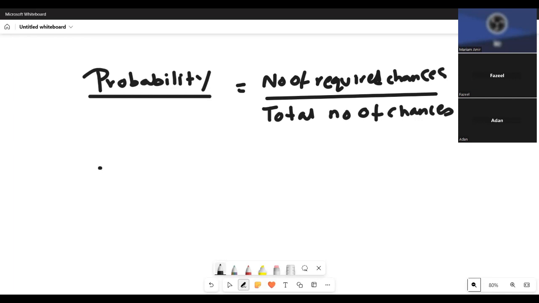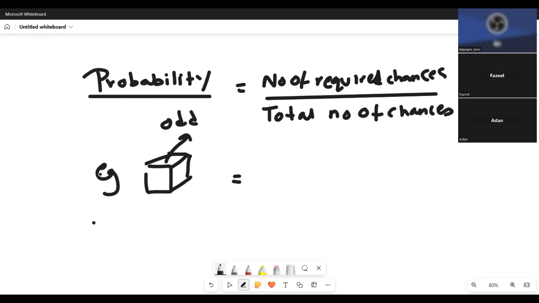For example, if we throw a die and we need to find the probability that the number on the top is an odd number, then we have 1, 2, and 3 as odd numbers in a die. So the number of required chances would be 3 upon total chances, which are 6. So half is the probability of getting an odd number at the top.